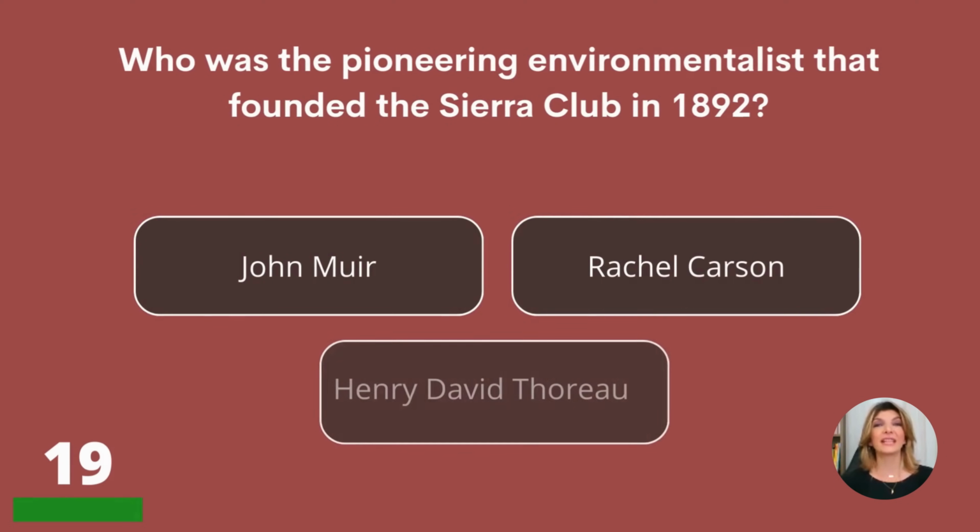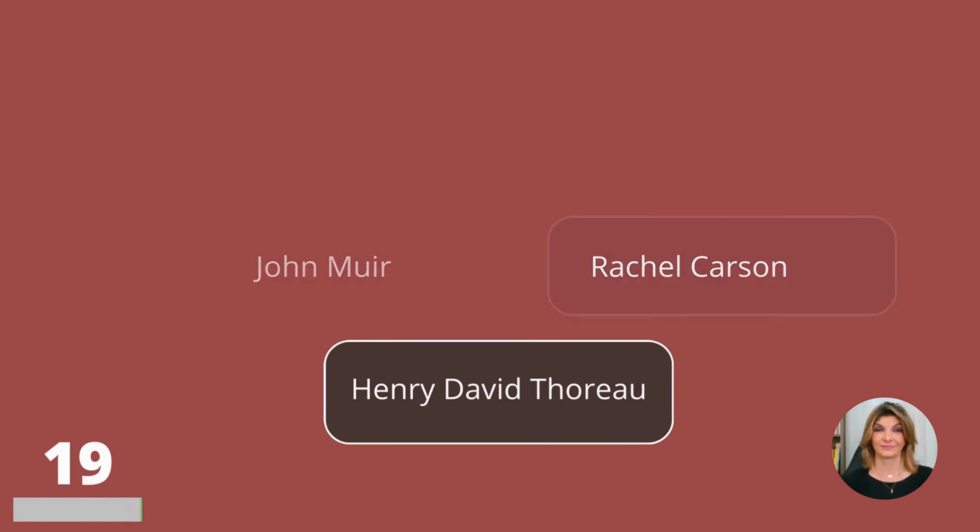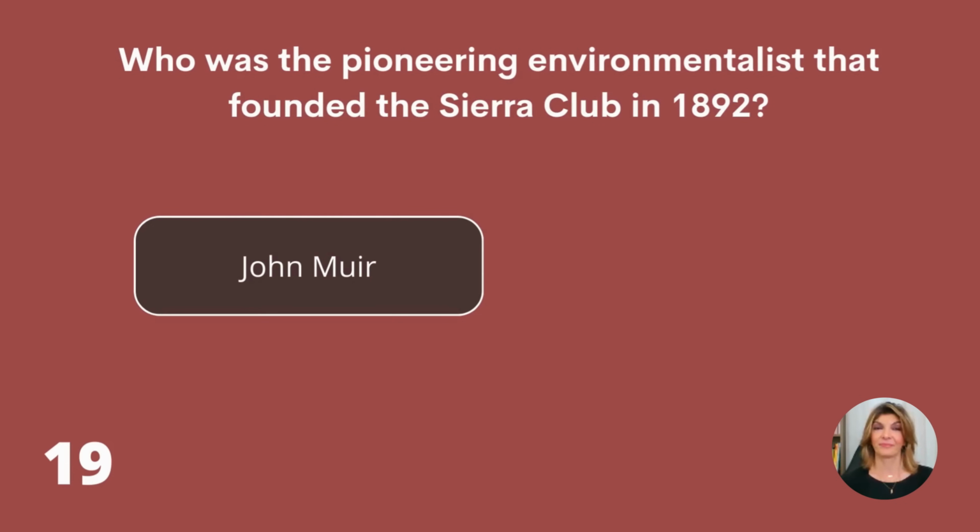Who was the pioneering environmentalist that founded the Sierra Club in 1892? John Muir, Rachel Carson, or Henry David Thoreau? John Muir.